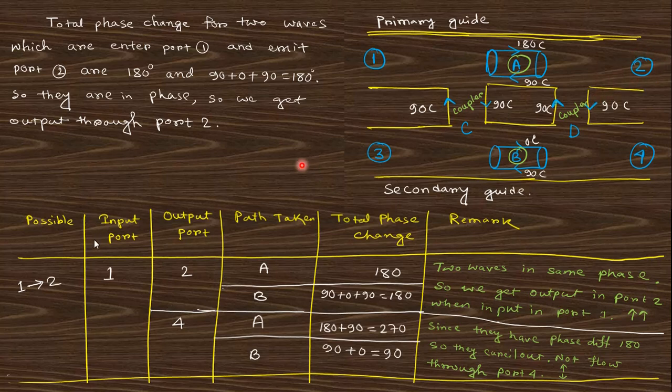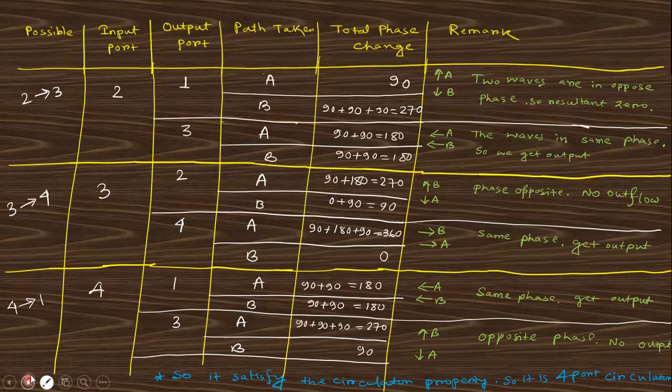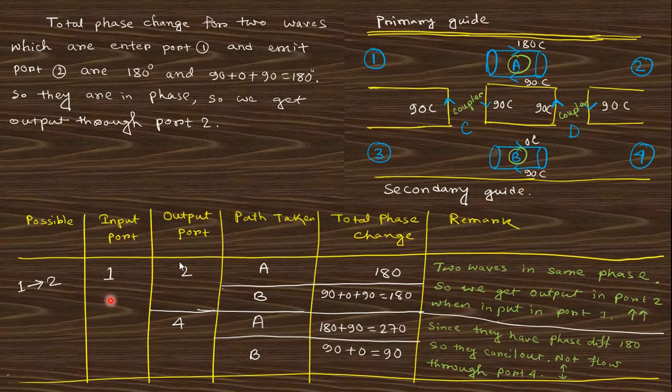So this is a property of a circulator. Now if we consider port 2, just think the input is 2, then the output can be 1 or 3. If you take 1, along that direction it is 90-degree, and along the other direction it is 90 plus 90 plus 90, so 270, and along that direction 90, so there is a phase difference of 180-degree. I think that is clear.